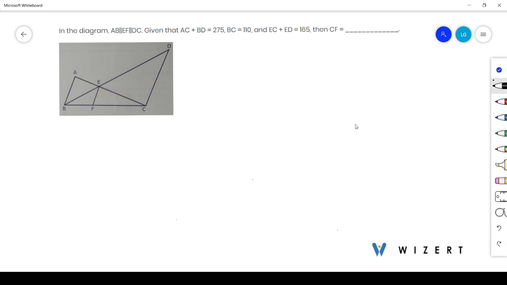Now, firstly, consider the different variables for the different lengths in this figure. A, B, C, D. Here EF is there, which is parallel to AB and DC. Suppose BE is A, BF is B, FC is C, and AE is X, ED is Z, and EC is Y.